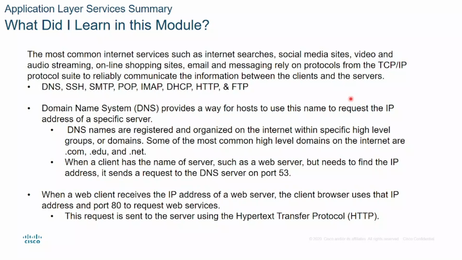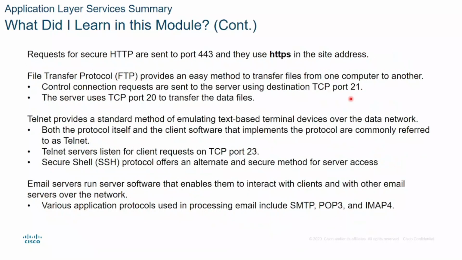When a client has the name of a server such as a web server but needs to find the IP address, it sends a request to a domain name server on port 53. We also talked about how a client receives the IP address of a web server, and the web browser uses the IP address and port 80 to request web services. We also found out that port 80 is for HTTP and port 443 is for HTTPS.